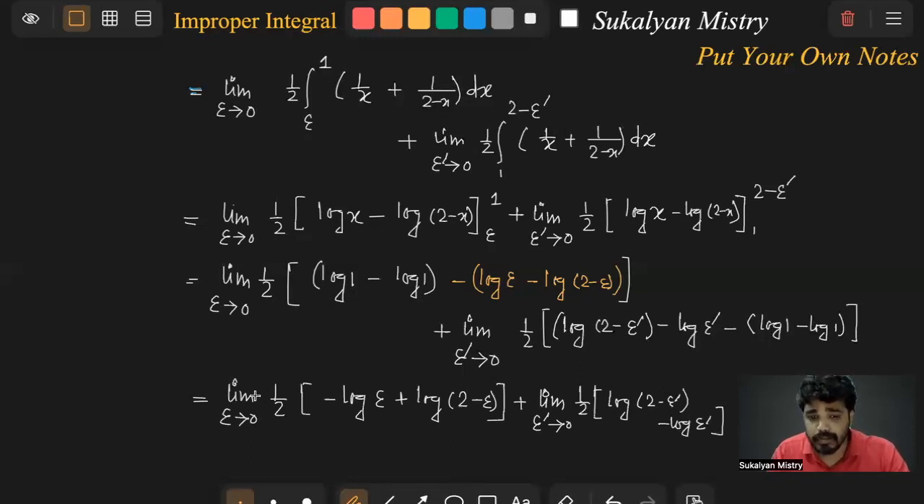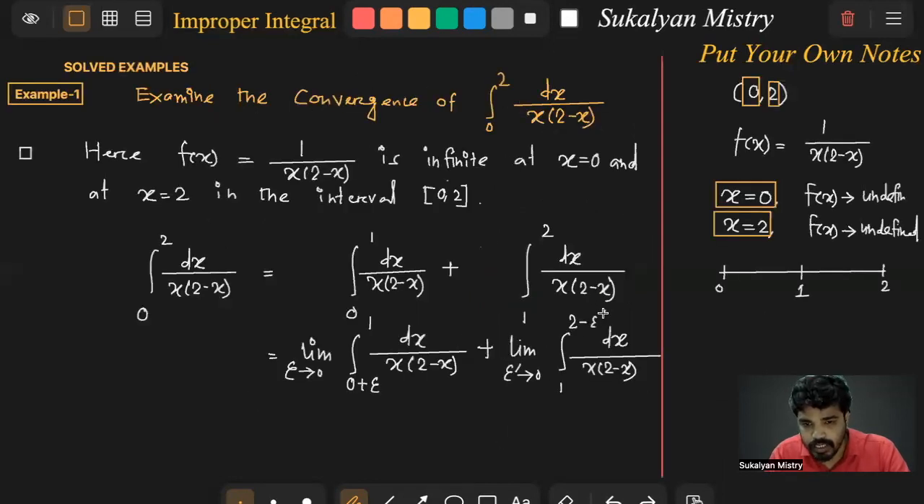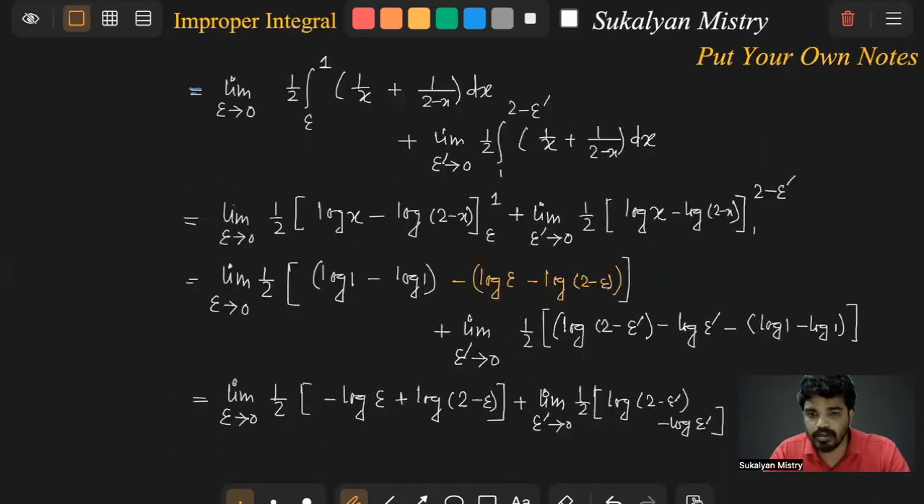Now epsilon tends to 0. So when epsilon tends to 0, this goes to infinity. Please correct this, because what is given as the upper limit is 2 minus epsilon dash: limit epsilon dash tends to 0, 1 by 2, integration of 1 to 2 minus epsilon dash. You will consider epsilon dash, right? So integration of 1 to 2 minus epsilon dash. So now put limit epsilon tends to 0.